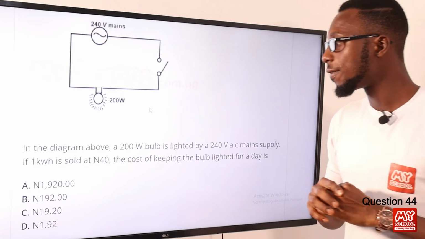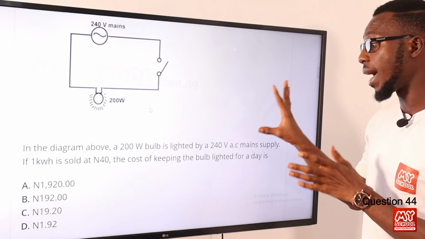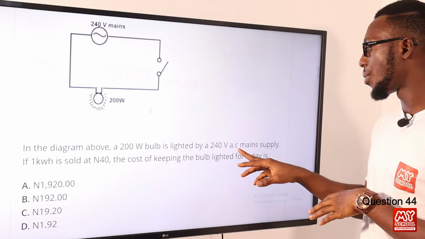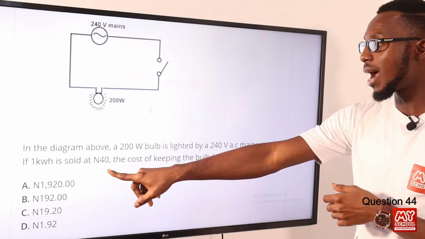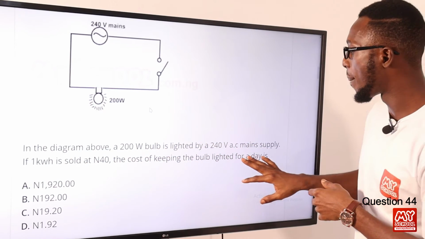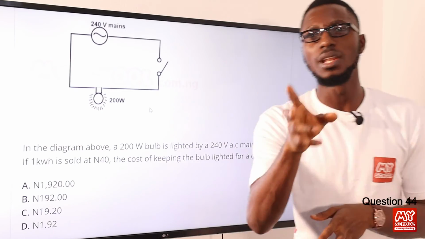In the diagram above, a 200 watt bulb is lighted by a 240 volt alternating current main supply. Now, if 1 kilowatt hour is sold at 40 naira, what is the cost of keeping the bulb lighted for a day? For a day, we know we are talking about 24 hours.